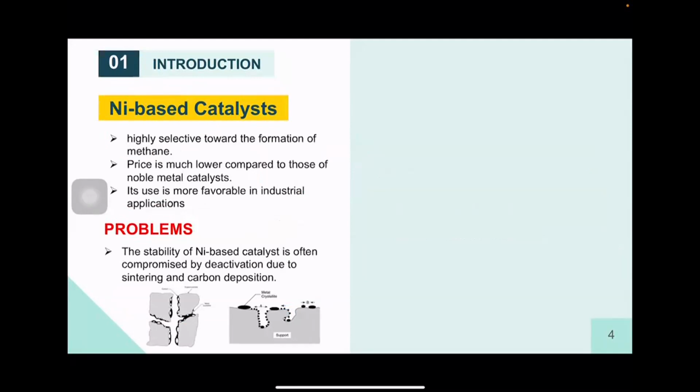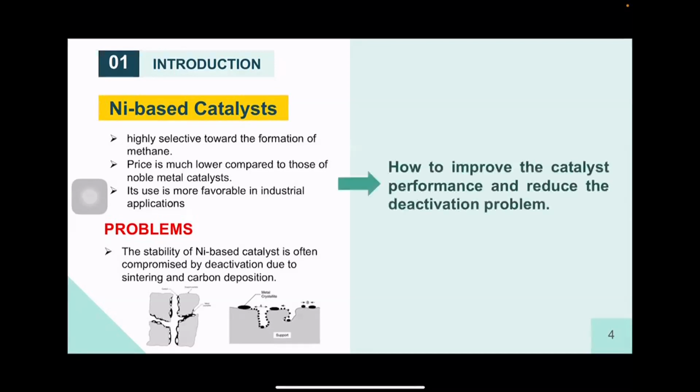What about the problem? The stability of nickel-based catalyst is often compromised by deactivation due to sintering and carbon deposition. Sintering enlarges metal sites and decreases active sites, while carbon deposits encapsulate the catalytic surface and hinder contact of the reactant. And how can we improve the catalytic performance and reduce the deactivation problem?